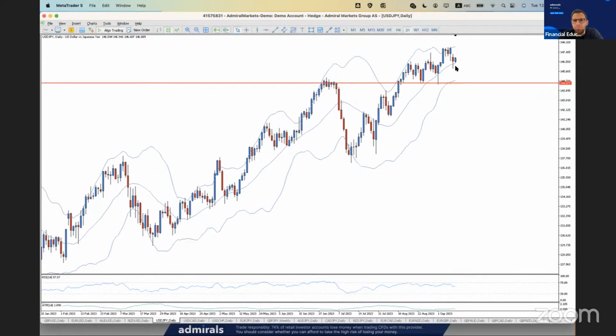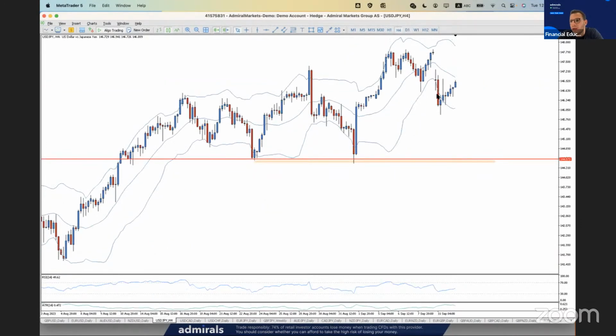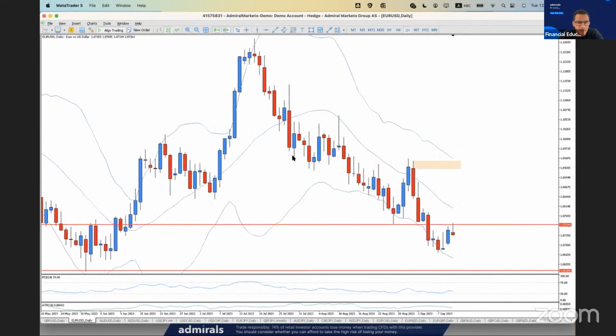Now, on the daily chart, there is no signal to take it to the upside. On the 4-hour chart, there is also no signal to take it to the upside. I will keep an eye out for maybe a nice double bottom at this point here, and let's see what's going to happen. So this is my analysis for the USD JPY. Euro US dollar.